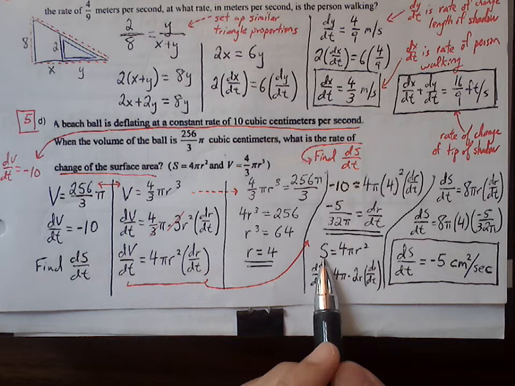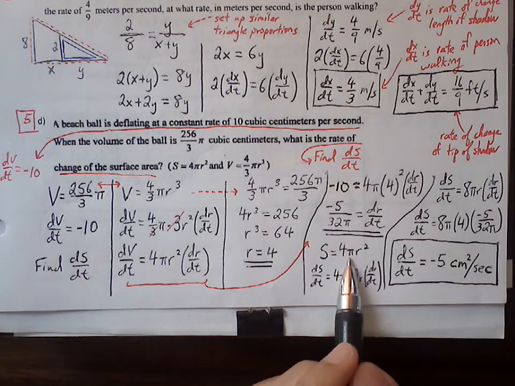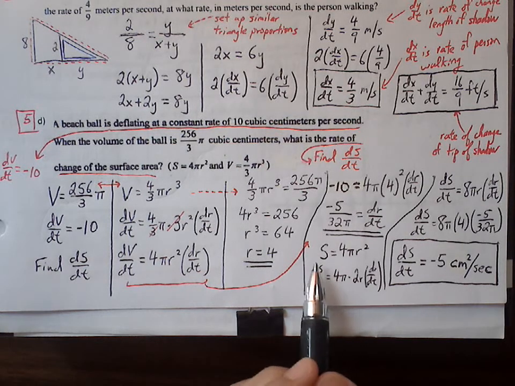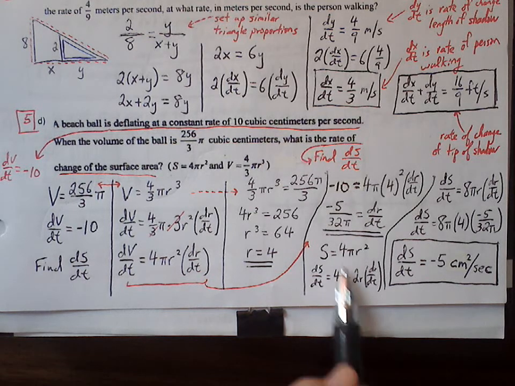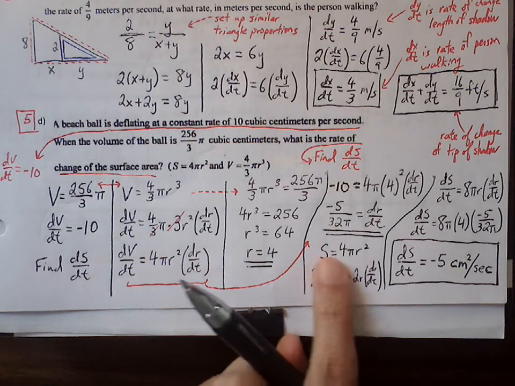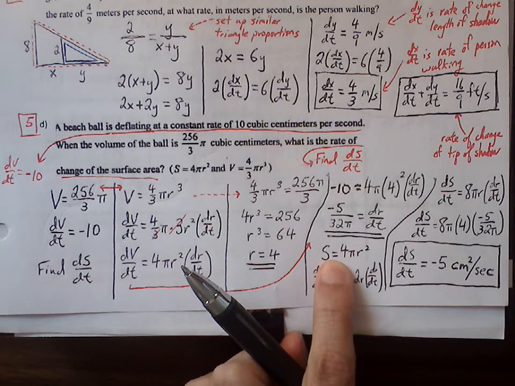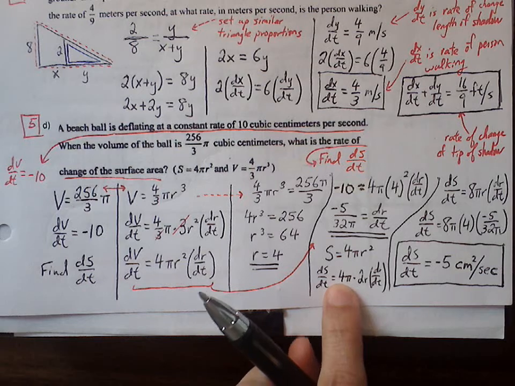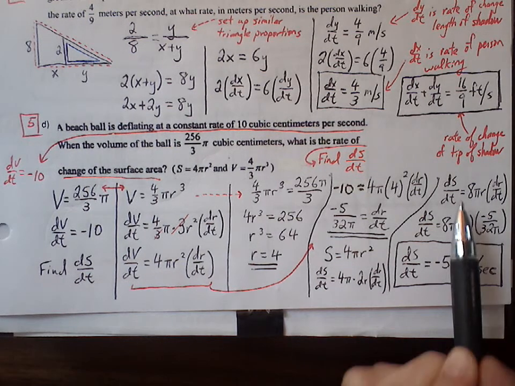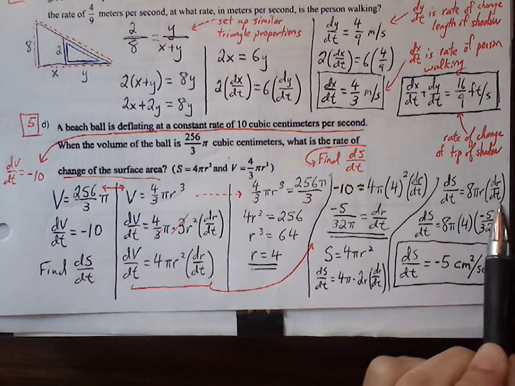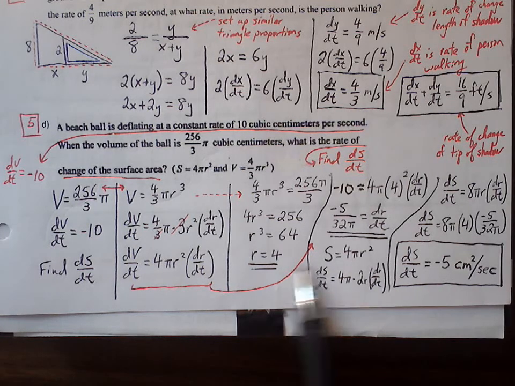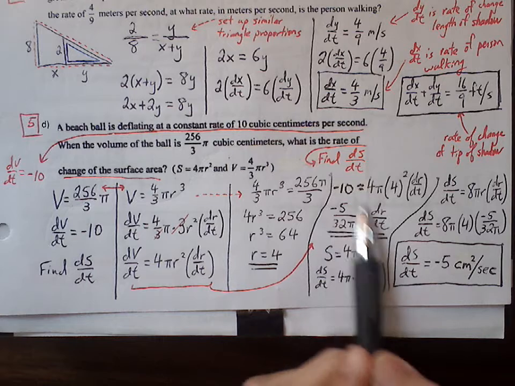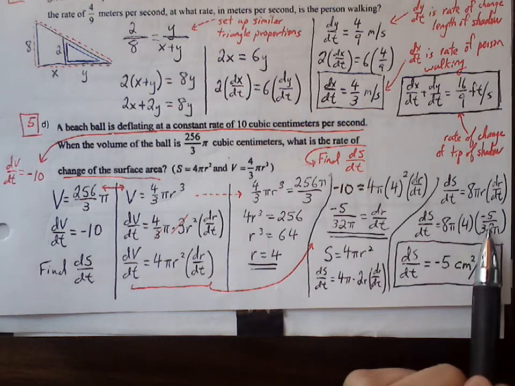So let's go to our surface area equation, which is S equals 4π r squared. Let's find the derivative. S becomes dS/dt. 4π r squared becomes 8π r dr/dt. Or we can think of it as r squared becomes 2r dr/dt, and the coefficient 4π just tags along. Multiply that out, we get dS/dt equals 8π r dr/dt. r we found from before, which was 4. dr/dt we found from that dV/dt equation, which is negative 5 over 32π.